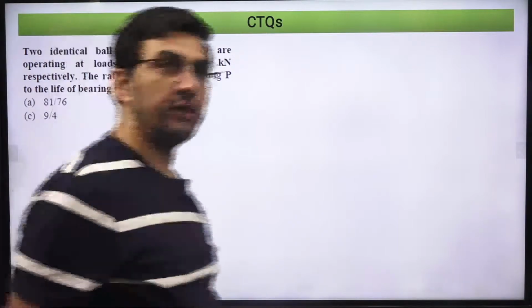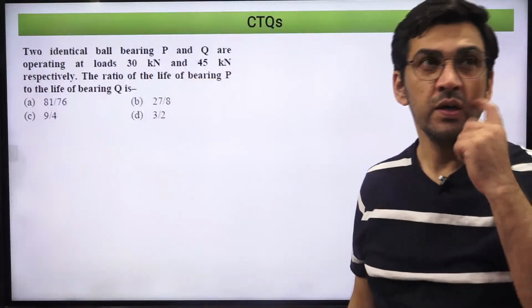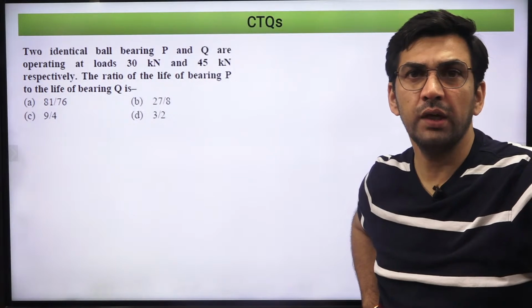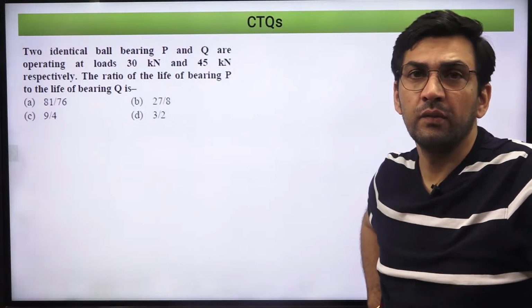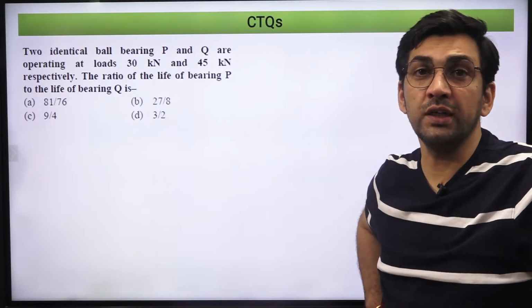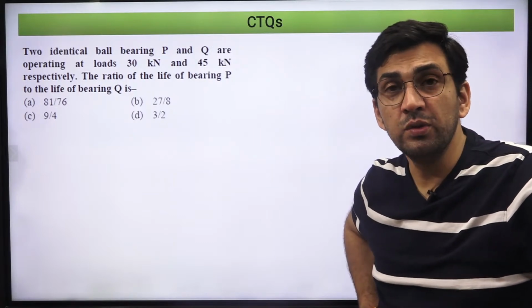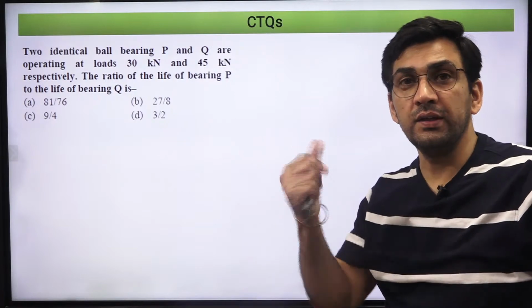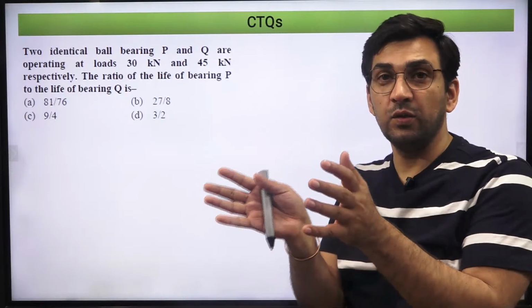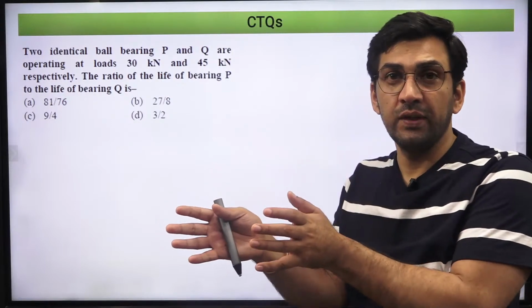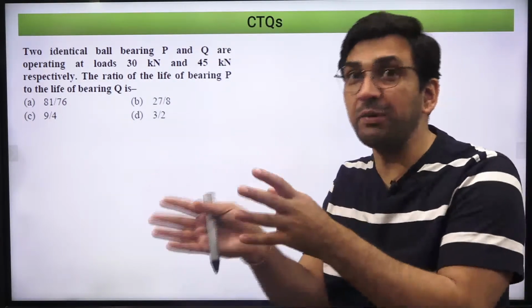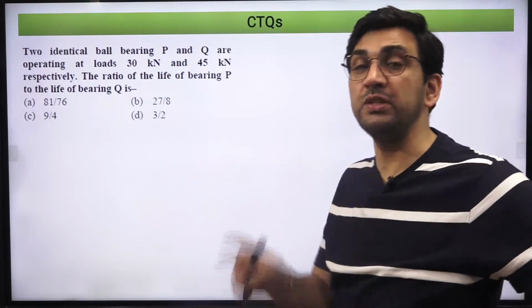Is this question different from the previous one? I think no, isn't it? This is not different. Only difference being, in the earlier question it was the same bearing subjected to different loads. In this case, it is a group of identical bearings subjected to different loads. So if it is a group of identical bearings, that means their dynamic load carrying capacity will be the same.